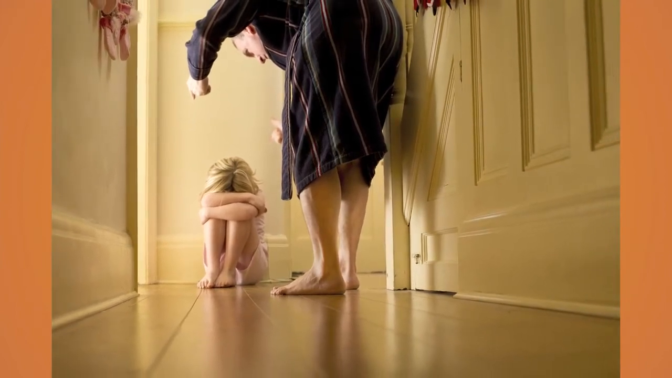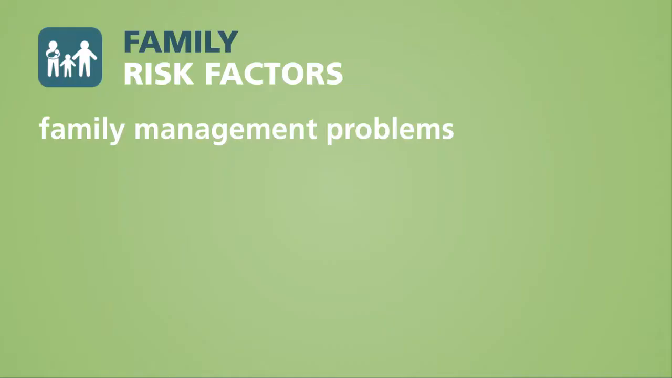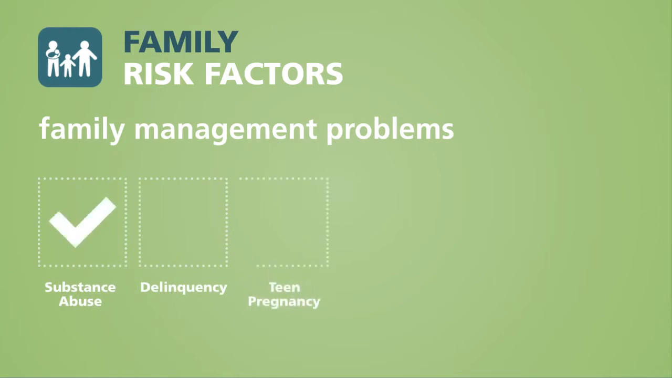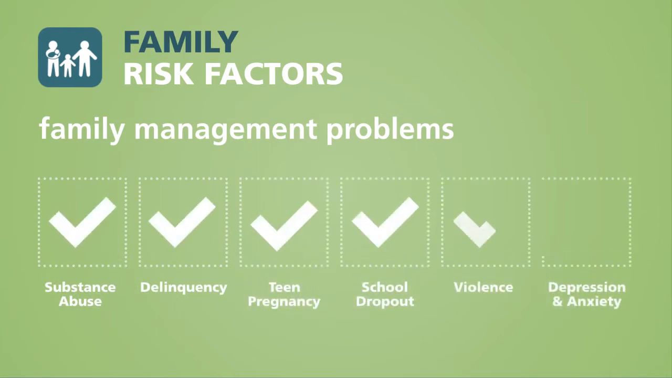We know that those children who are exposed to poor family management or family management problems are at a greater risk for virtually all these health and behavior problems. If we can just help parents do a better job of setting clear expectations for their kids, monitoring them in developmentally appropriate ways, and being consistent and moderate in discipline, we can reduce risk for all those health and behavior problems.